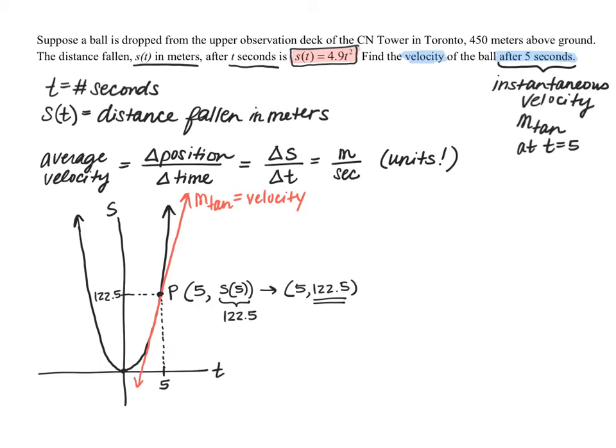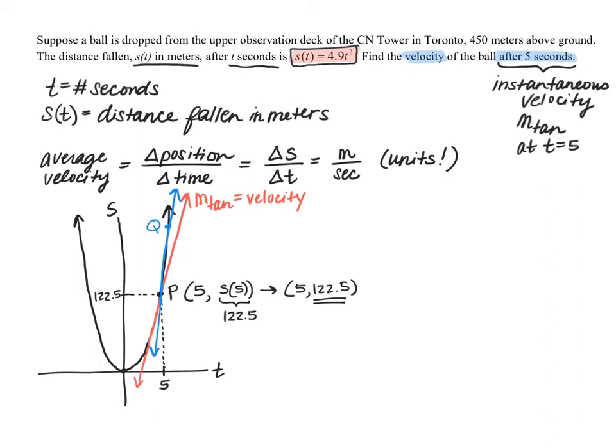So now we're going to move a little bit farther away from point P, and we're going to choose a second point, which we'll call point Q. And if we connect P to Q, then we will be creating a secant line. And now we will have 2 points on the secant line, and we'll be able to compute the slope, which is going to be an average velocity.